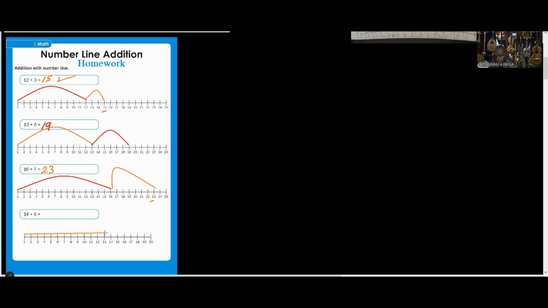And the last one from 14. So 1 to 14 here. Then we are having 6. So that's 6 more steps. 1, 2, 3, 4, 5, 6. So we land on 20. This is 20 in the answer box.